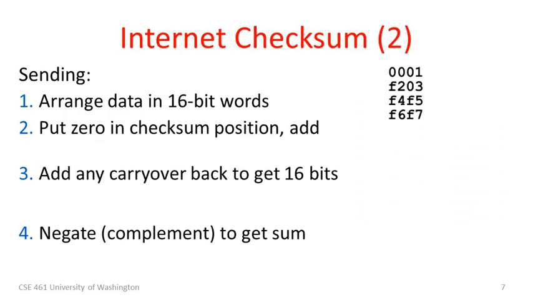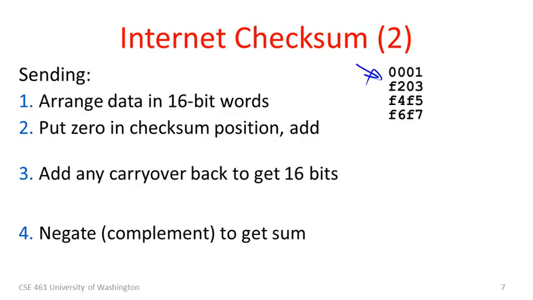Here's an example we're going to work through. We're going to calculate an internet checksum. The first thing you do when you want to send data is you arrange the data of the packet to be sent in 16-bit words to sum up. That's these 4 values that I've shown here. So the packet, if you like, reads 0001, F2, 03, F4, F5, F6, F7. And I've just laid it out in these 16-bit words to sum.